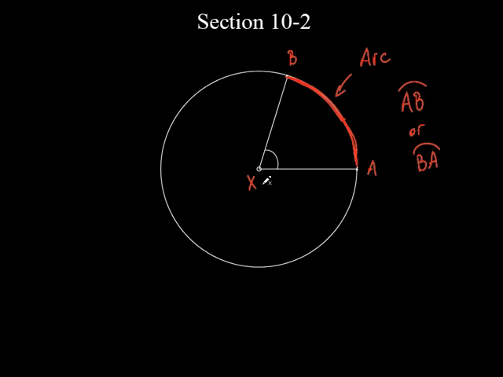Now, here's something that's kind of cool. This is an angle right here, but where is the angle made? What's the vertex of this angle? Now, the vertex of the angle is the center of the circle, isn't it? So when you have an angle that's formed at the center of the circle, we call this the central angle.